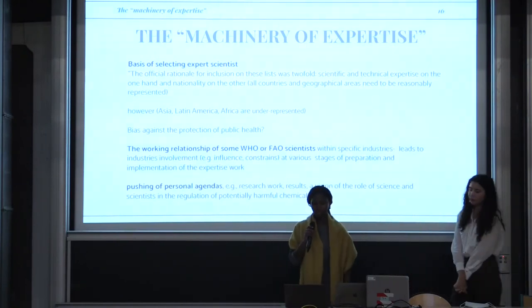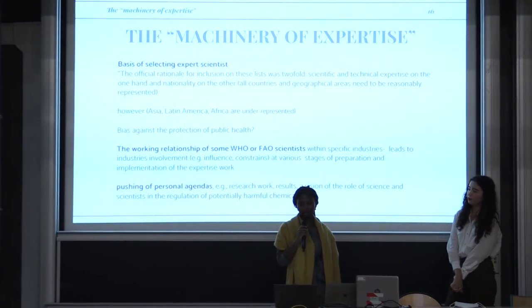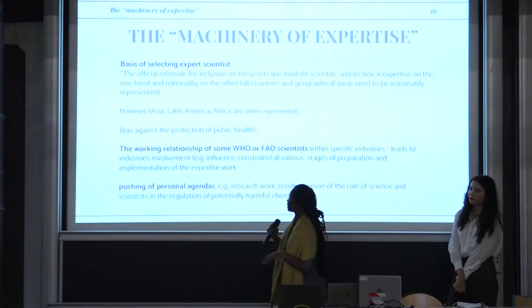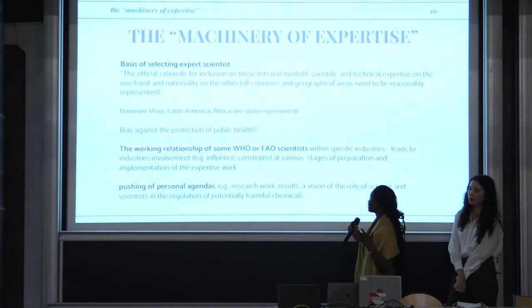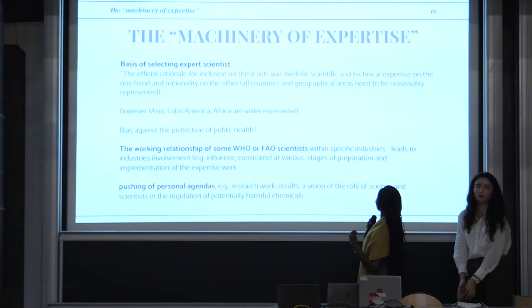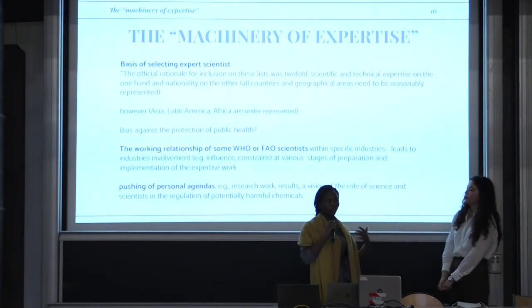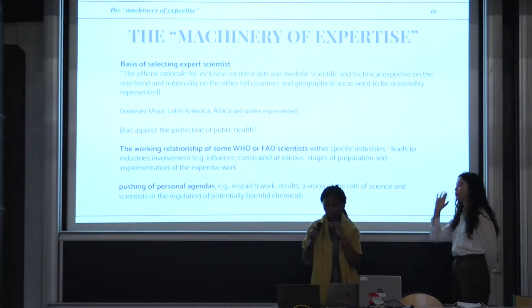Thank you very much. So I'll be talking about the third presence and action, which is the machinery of expertise. This is all about the formation of the expert committee. From the text, we saw that the inclusion of scientific experts should be based on two criteria. The first is scientific and technical expertise, which basically means that for anyone to be found suitable for the committee of experts, the person has to be a specialist, either in antioxidants or antimicrobials.